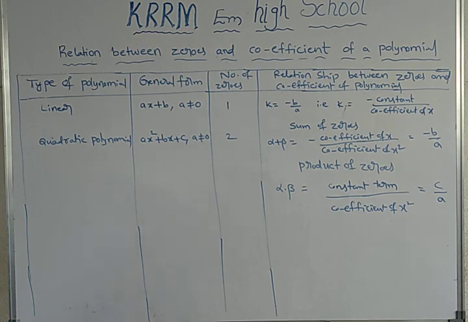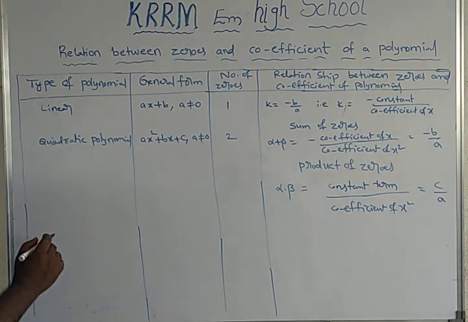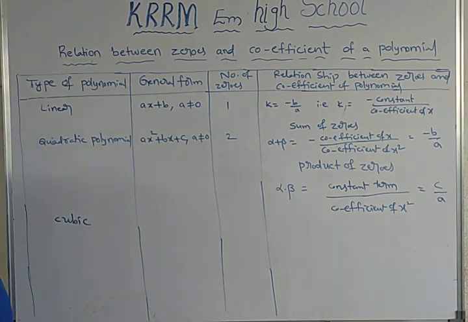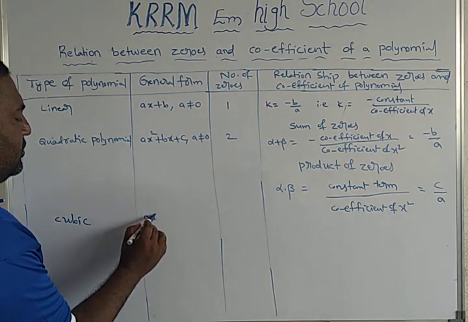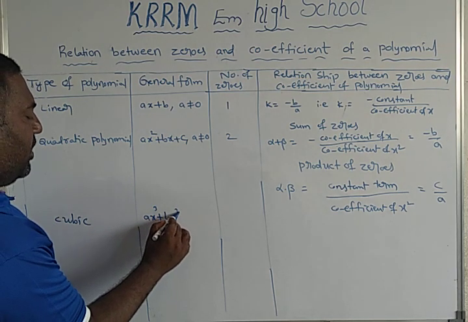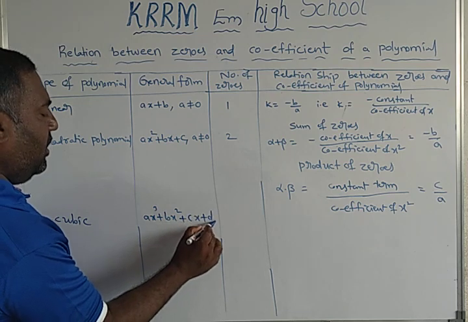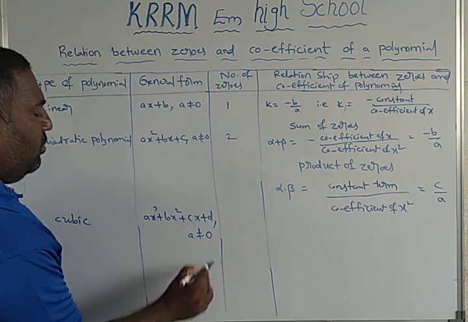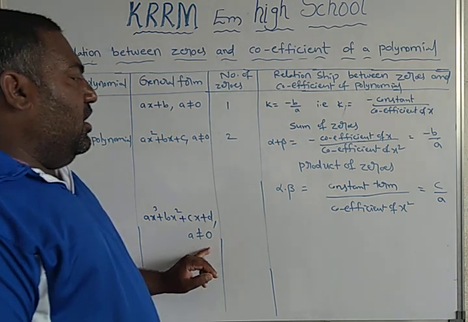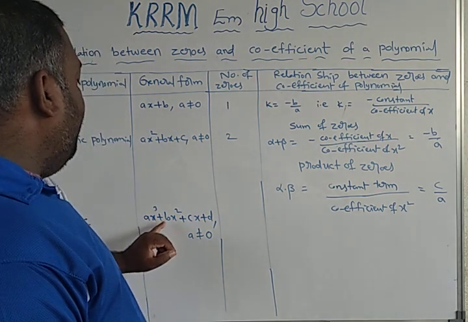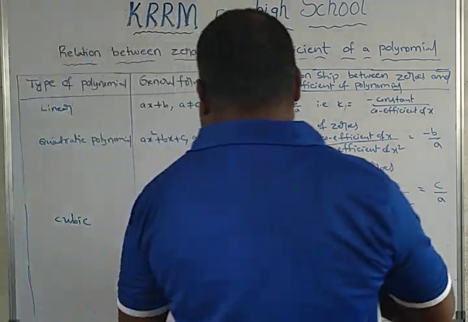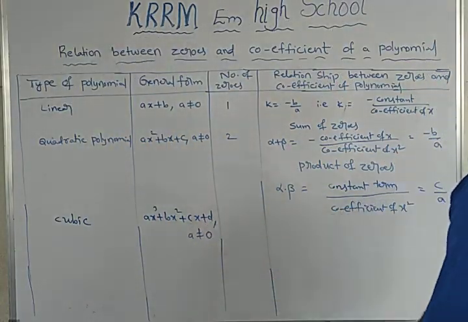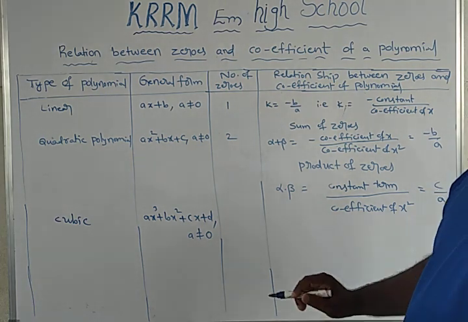And then after that, the cubic polynomial. The third type of polynomial is the cubic polynomial. What is the general form of a cubic polynomial? It is ax cubed plus bx square plus cx plus d, where a is not equal to 0. This is called the general form of a cubic polynomial.